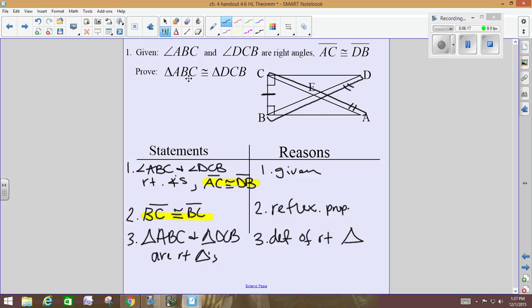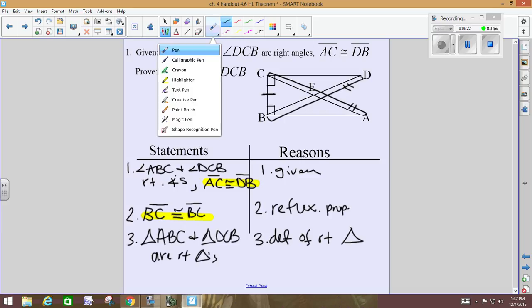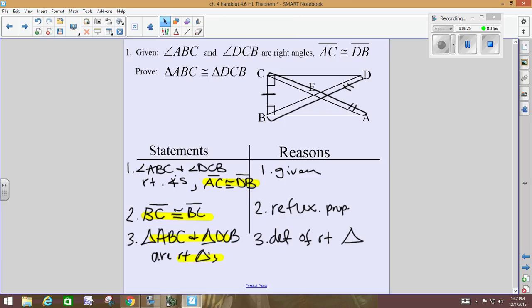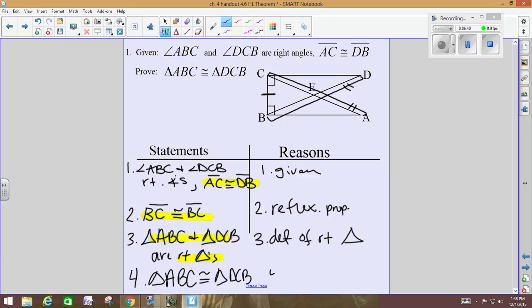So we're going to write by the definition of a right triangle. Nope, it only tells you that you have right angles. You have to tell me that the triangles are right triangles. Without the picture, how would you know? So you have to put it down in words. Now that we have all 3 conditions met, then you can tell me that triangle ABC is congruent to triangle DCB by the HL theorem.